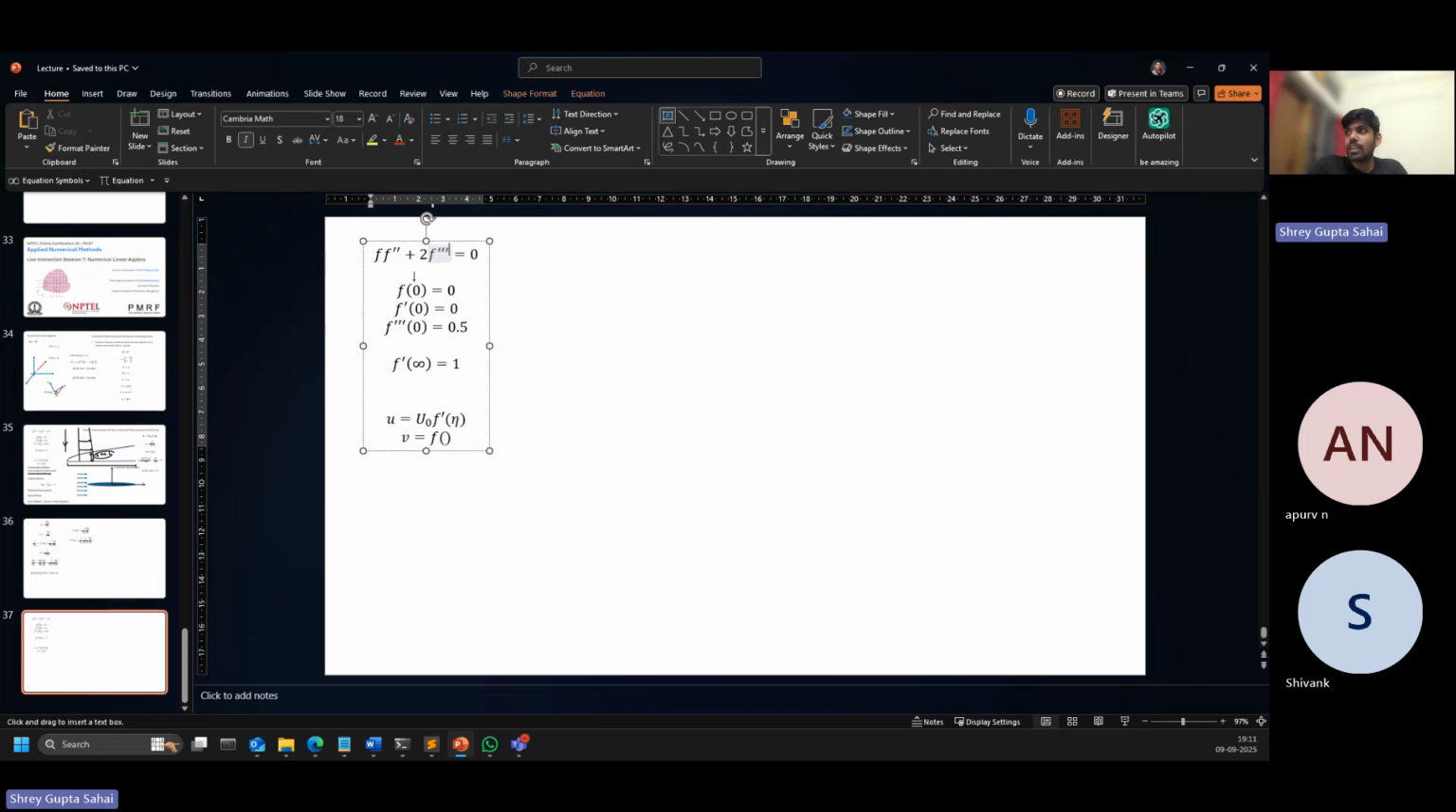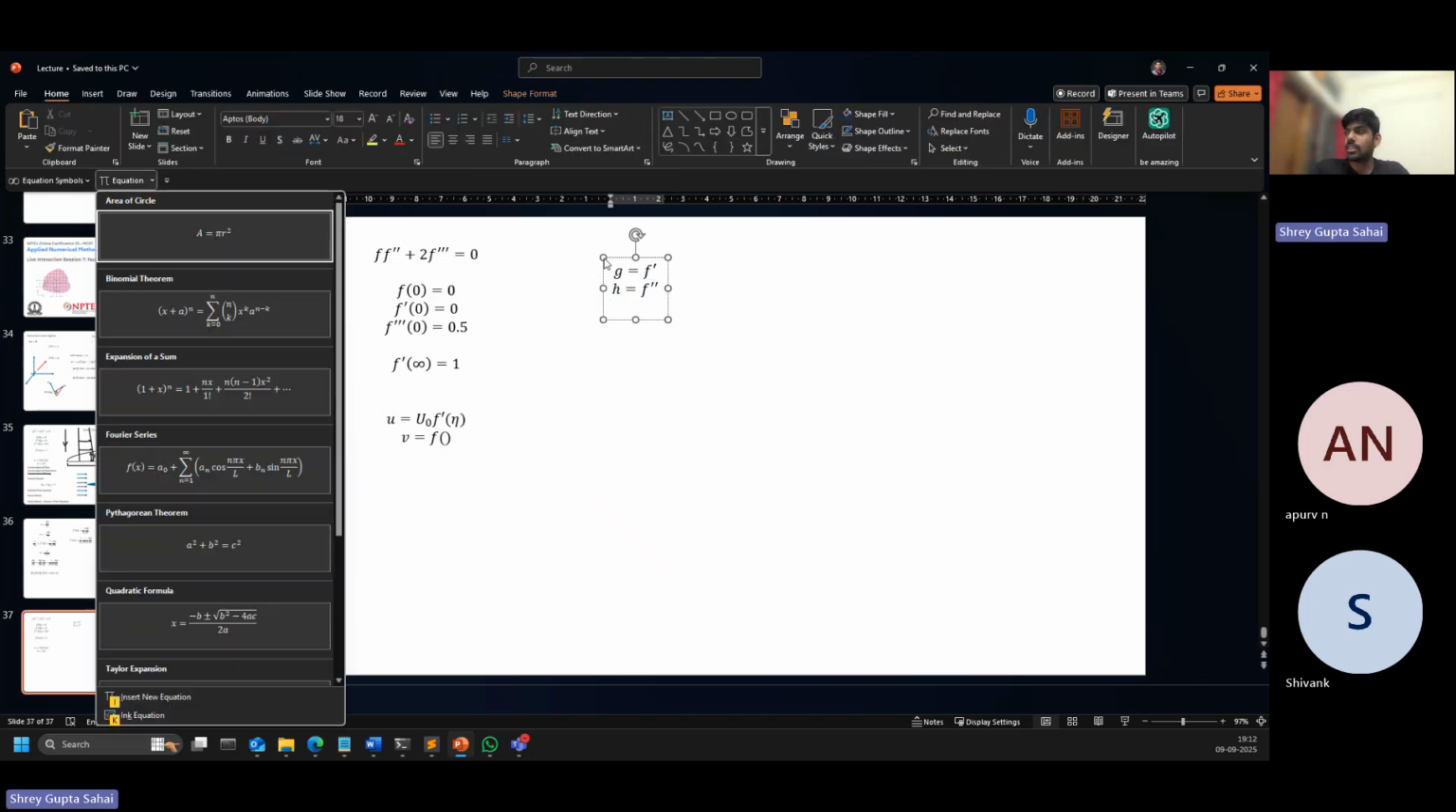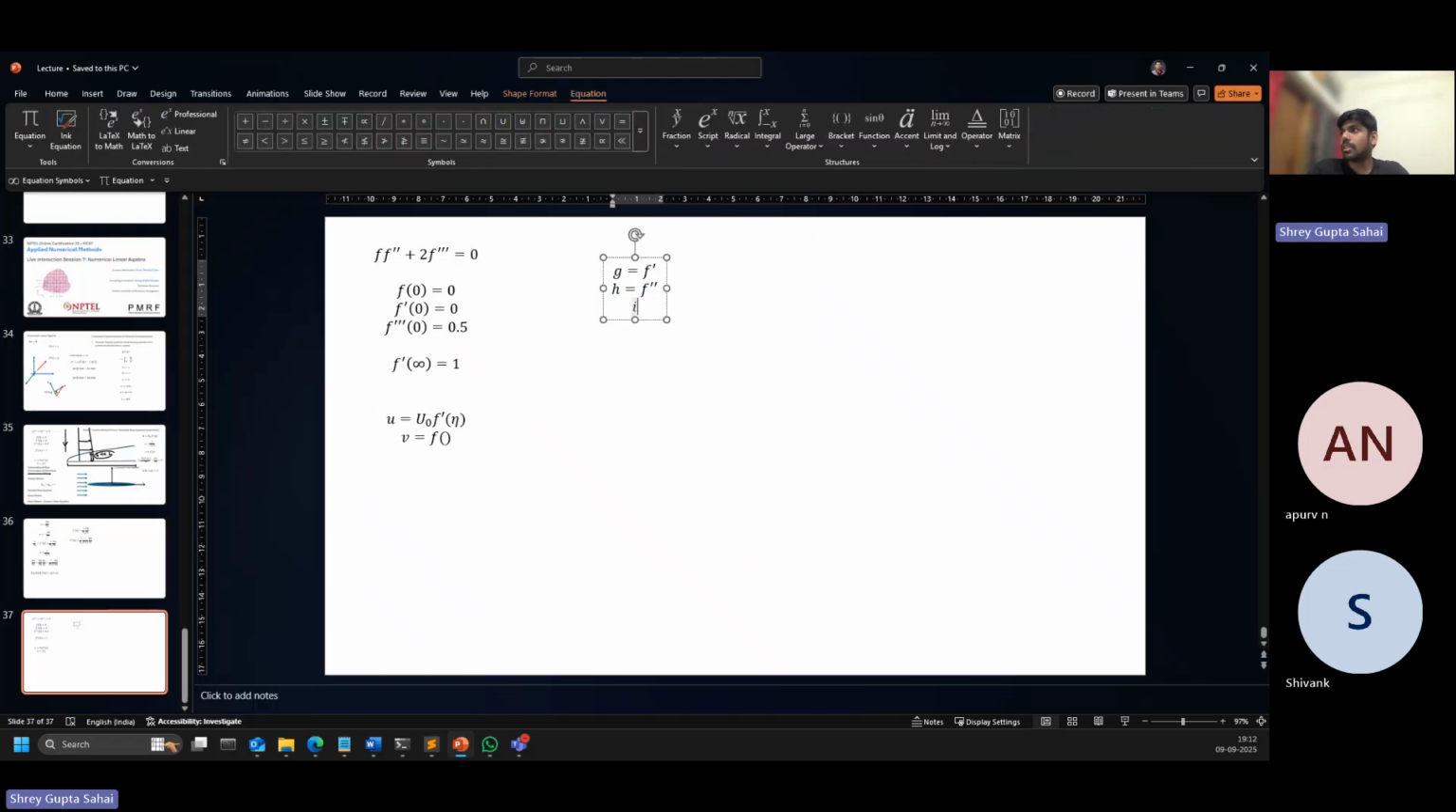What do we do in this kind of situation? We can take f double dash as g, so f triple dash will be g dash. What you do is first realize that any order of equation can be written as a set of first order equations. G is F dash. Then H is F double dash, and I is F triple dash.